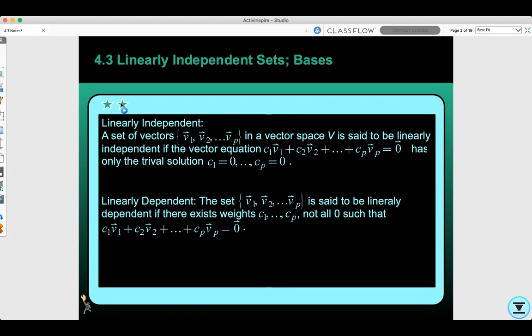Linearly dependent. The set of vectors is said to be linearly dependent if there exist weights c1 to cp, not all 0, such that c1 v1 + c2 v2 + ... + cp vp equals the 0 vector.